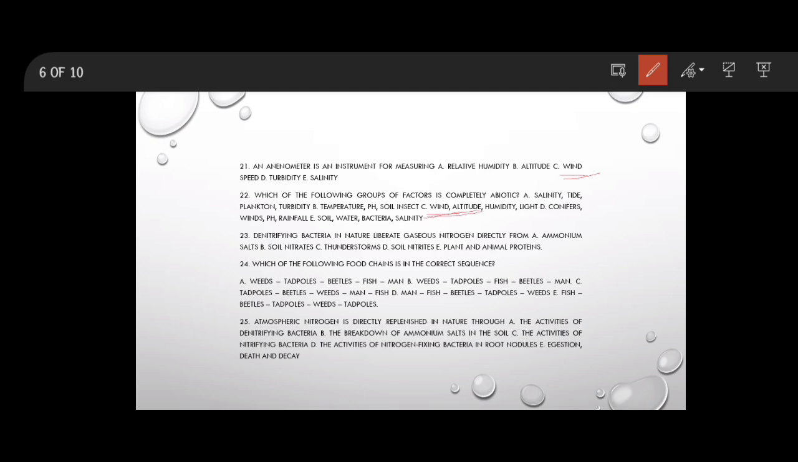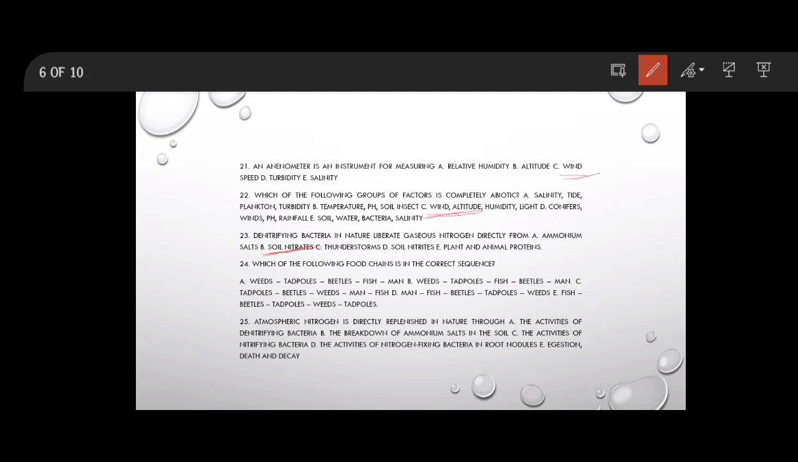Denitrifying bacteria in nature release gaseous nitrogen directly from dash. Ammonium salt, no. Soil nitrate, yes. Thunderstorm, no. Soil nitrite, no. It is nitrifying bacteria that convert soil nitrite to nitrate. Then denitrifying bacteria will convert the soil nitrate to atmospheric nitrogen. So our answer will be soil nitrate.